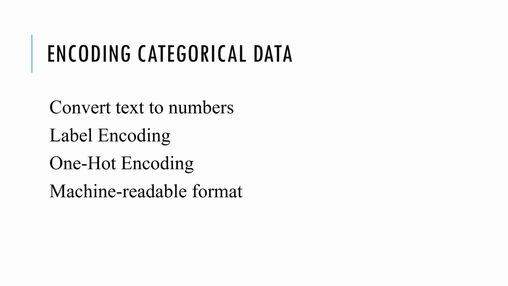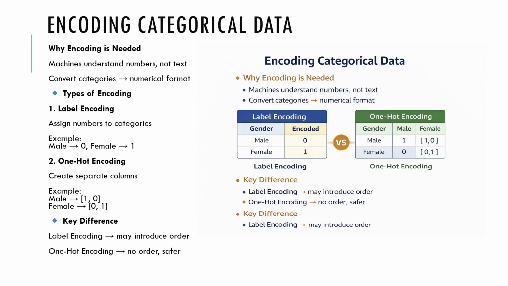Then we do encoding of categorical data. This is also very important. Machine learning models cannot understand text data, they only work with numerical values. So if we have categories like male or female, we must convert them into numbers. Like you can see here, male has been encoded to 0 and female has been encoded to 1. In one hot encoding, we create a separate column for each category. For example, you can see here. Label encoding can create order, while one hot encoding avoids this issue. So encoding helps convert categorical data into a format that the machine can actually understand.